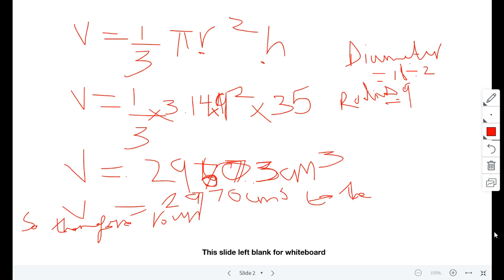Okay, so I'm just saying this would also be the right way. V equals 2970 centimeters to the nearest 10 centimeters. Okay, so is that right? So then, yeah, if we could go on to the next page now.